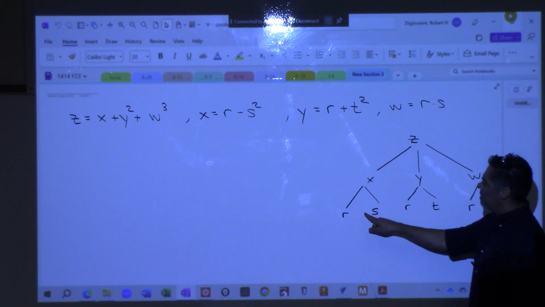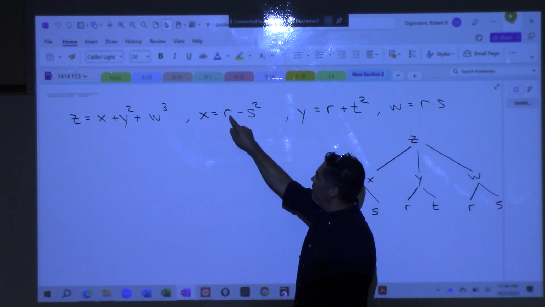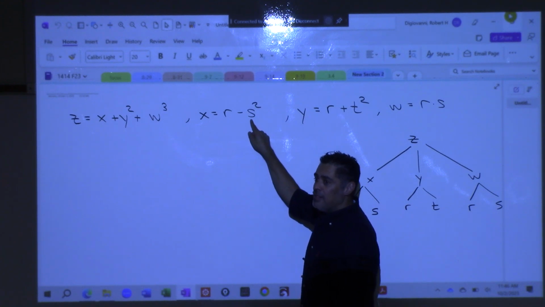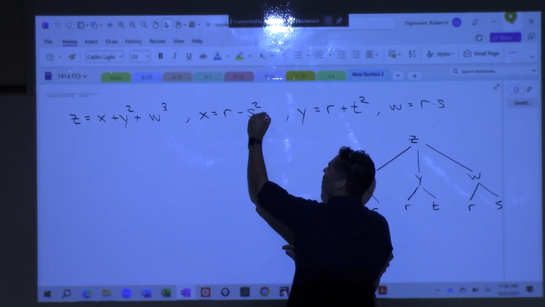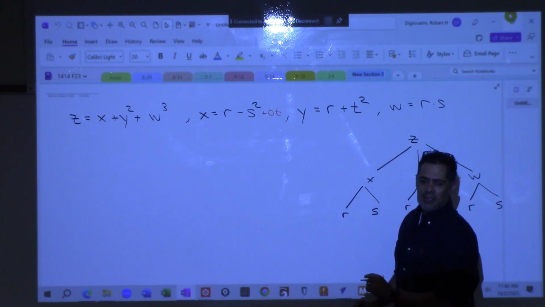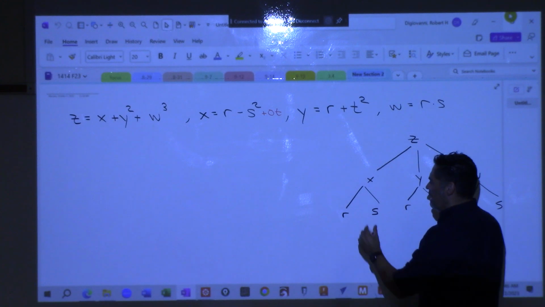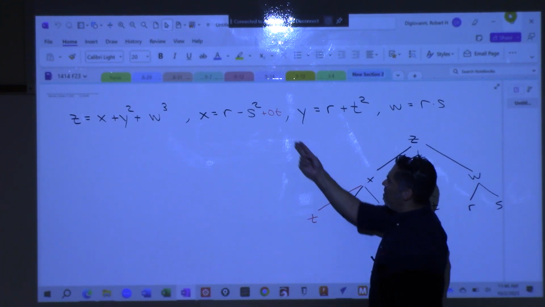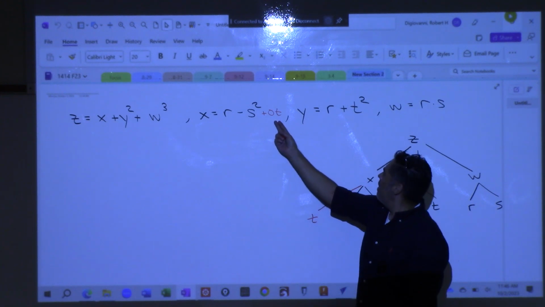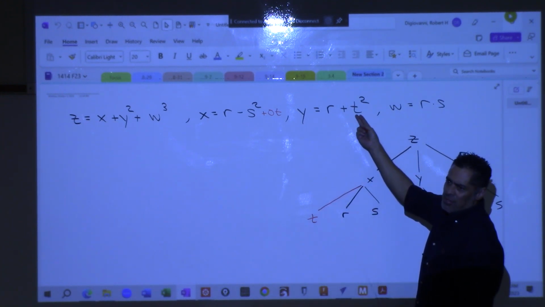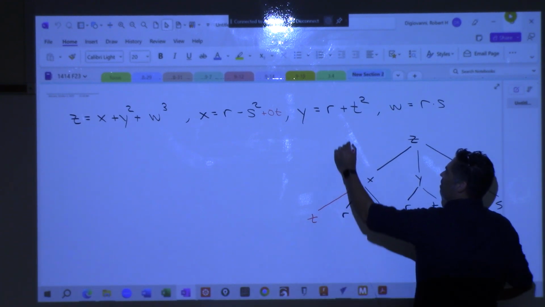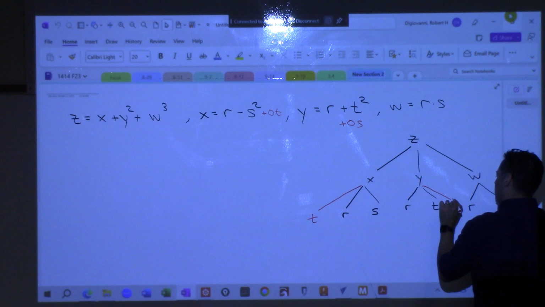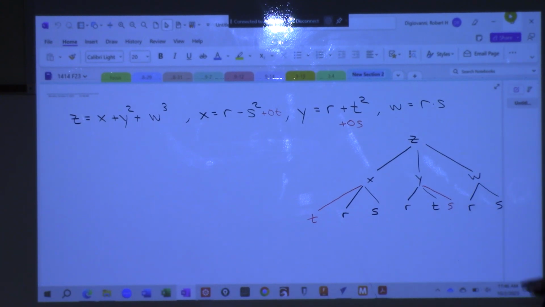Let me go back to this one right here. What does x depend on? R and S and t. You just don't see it here, right? Now does it depend on t? Yes. So I could act like this depends on t, couldn't I? But it's just like 0t. And then this one depends on r and t, but you could also say it depends on s, right? 0s. So I could put that s in here, right? Like that. And then this one just needs to depend on t, right? So I could say plus 0t. Do you see how that's kind of like a clever way to make them all depend on the same thing?